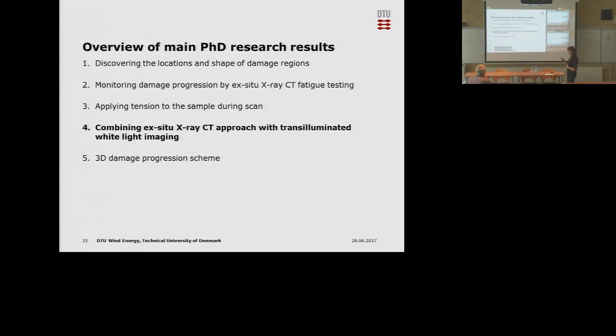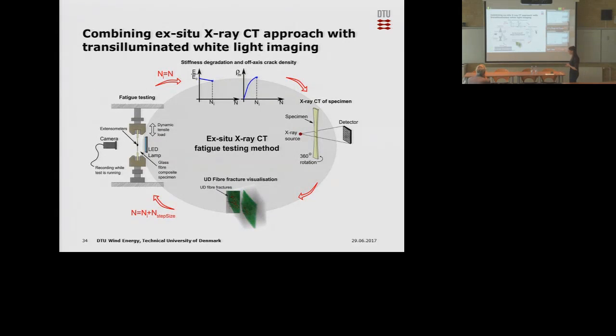Yes, so I'll talk about combining this XT2 X-ray CT approach with the transilluminated white light imaging technique. This is the same loop as I showed before, but now there's a camera and an LED lamp on the other side. I'll get more into how that works. And what you can then get is that aside from the stiffness degradation, we also get the off-axis crack density as an output from the fatigue test, and then run this loop.